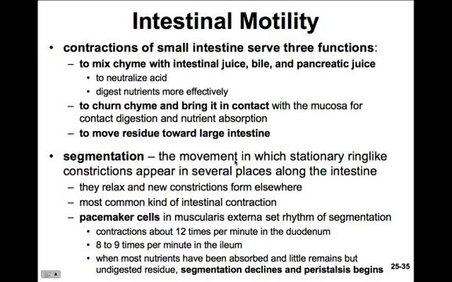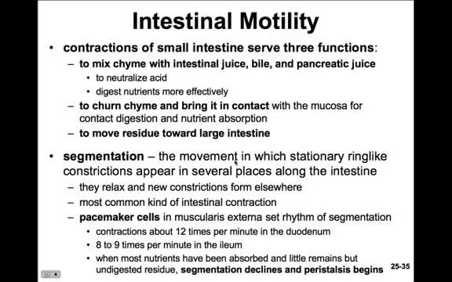So there are a couple of different means of intestinal motility. These contractions of the small intestine serve a few functions. First of all, they're going to mix chyme with intestinal juice, bile, and pancreatic juice, which acts to neutralize the acid and digest nutrients much more effectively. The contractions also churn chyme and bring it in contact with the mucosa for contact digestion and nutrient absorption. And finally, the contractions aid in moving residue towards the large intestine.